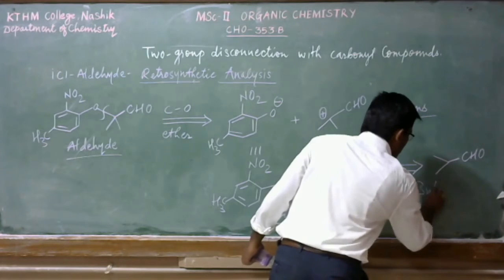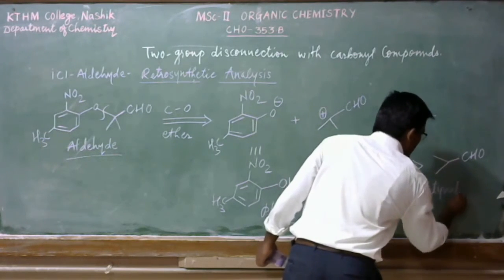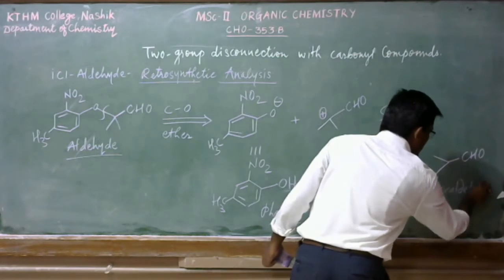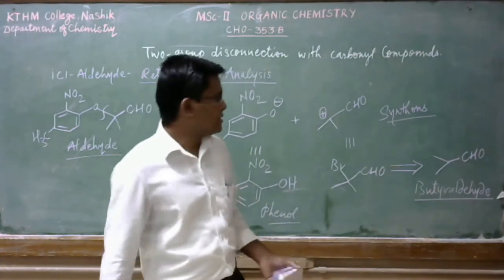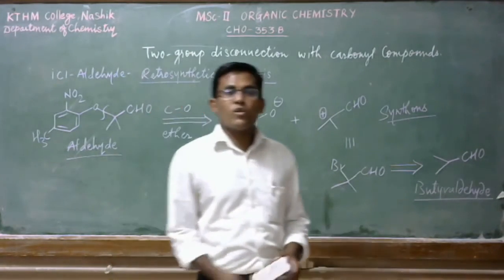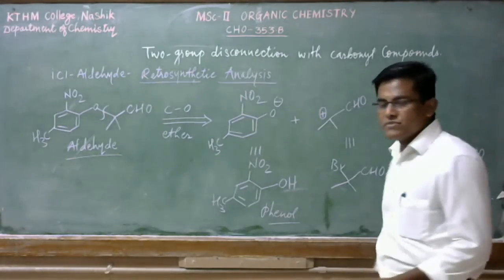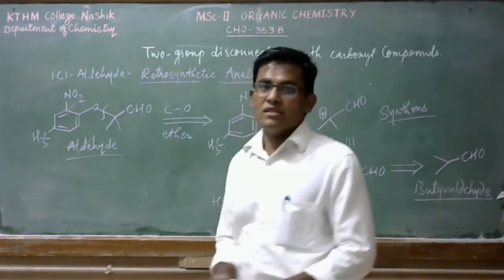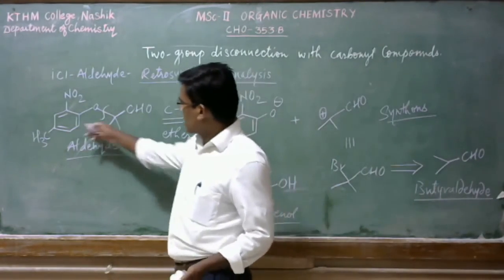Butyraldehyde. Okay. So this bromocarbonyl can be obtained from a corresponding butyraldehyde. So this is how the retrosynthesis is. So we have taken this target molecule.